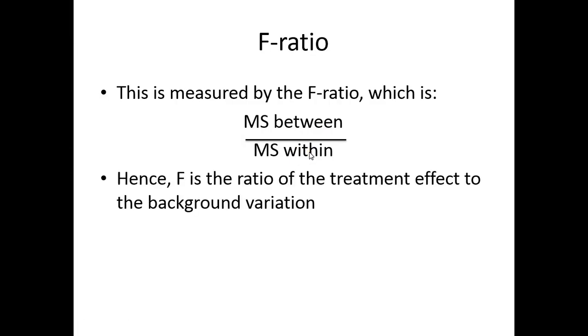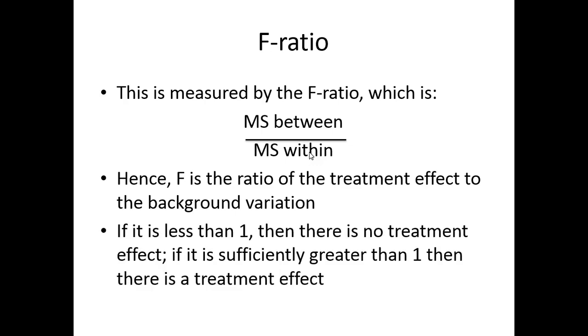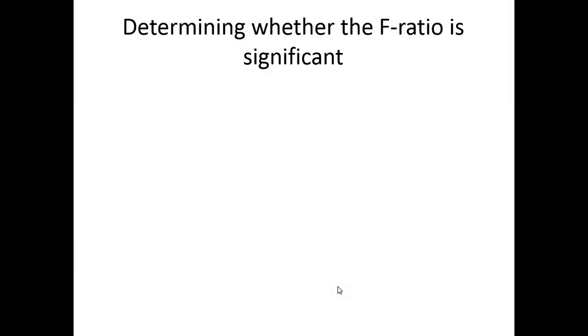Hence the F ratio is a ratio of the treatment effect to the background variation. If it is less than 1, then there is no treatment effect. And if it is sufficiently greater than 1, then there is a treatment effect. We conclude that there is a treatment effect.